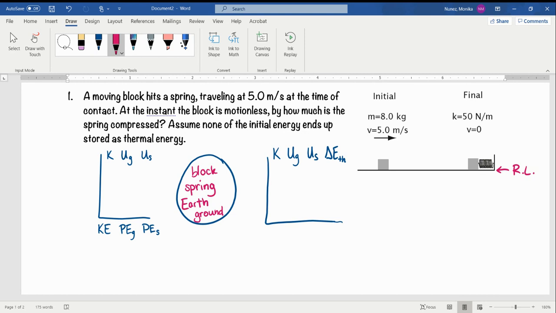So determining how much energy or what types of energy I have initially, I know that it's moving, and therefore I know that we're going to have kinetic energy. I know that it's at the reference level, so I'm not going to have any gravitational potential energy. And in my initial scenario, my spring is not being compressed, so I have no elastic potential energy. So all my energy starts out as kinetic energy.